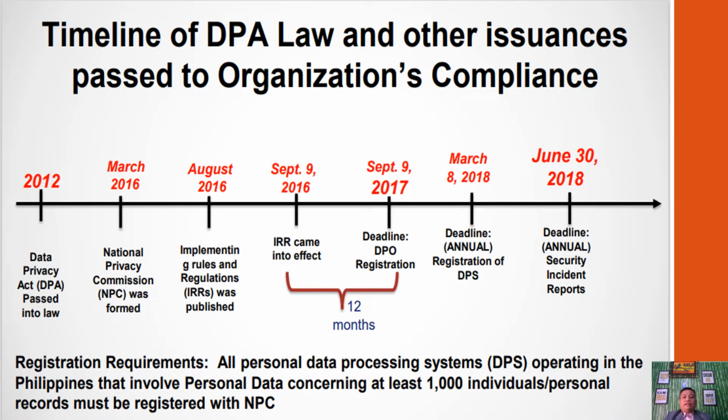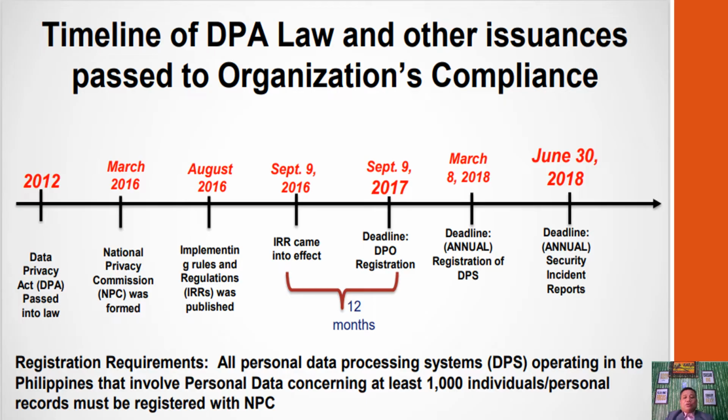Timeline of the DPA law and other issuances for organizations' compliance. So as you can see here, the Data Privacy Act was passed into law in 2012. The National Privacy Commission was formed in March 2016. The implementing rules and regulations were published in August 2016. Then 12 months after, from September 9, 2016 to 2017, the IRR came into effect, with the deadline of DPO registration. In March 8, 2018, the deadline for annual registration of the DPS. Then June 30, 2018, the deadline of annual security incident reports.